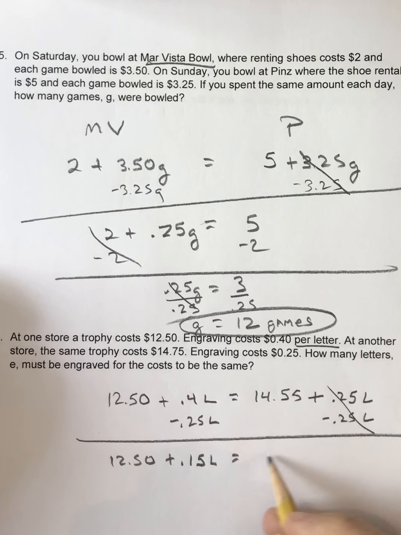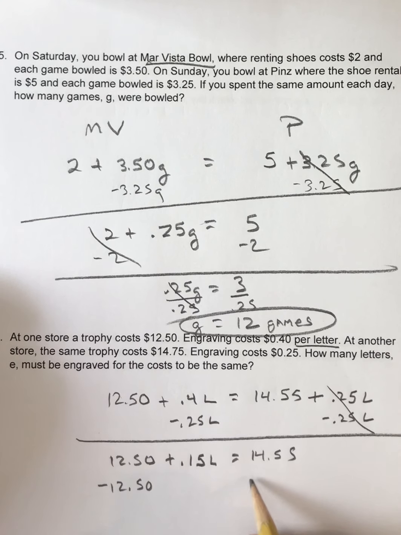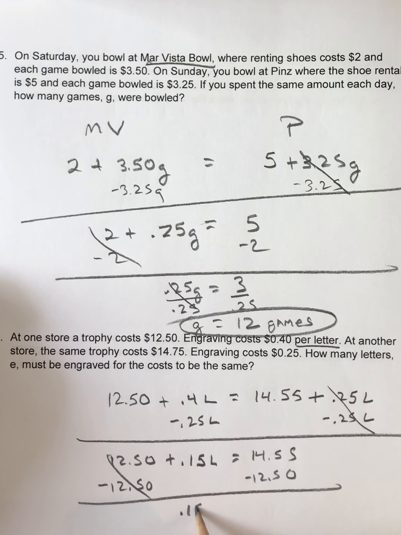Bring down everything else. And subtract 1250, subtract 1250. Cancels. 0.15 letters equals, and this comes out to be 205. Looks like 205. Divide both sides by 15 cents. And I get L equals 155.